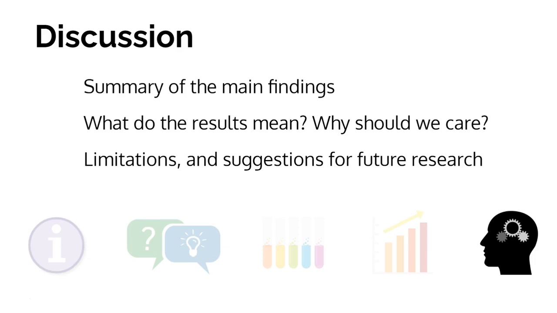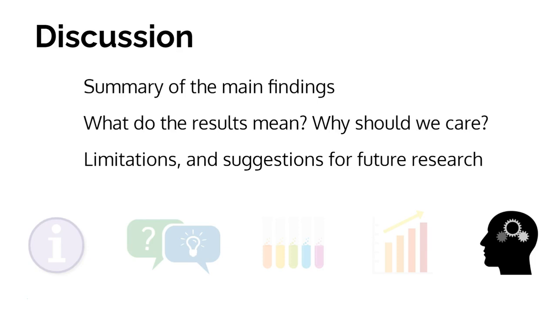And because science is always an iterative process, they're generally going to end by telling you about some of the limitations of their research, because every study has limitations, no matter how well designed it is. And they will also often make suggestions for future research. So there you have it, the meat of the article: the abstract, introduction, methods, results, and discussion.